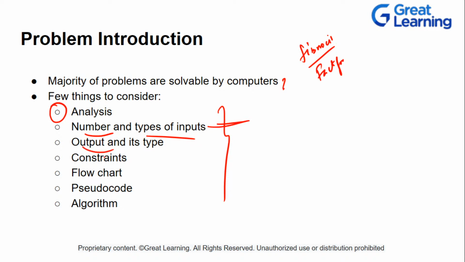Then what is the output type? Are you supposed to return a series? Are you supposed to return an integer series? Are you supposed to return a float? Are you supposed to return a string? Very important. Because most of the problems that you solve, either in competitive programming or in real life, you should know what the output is, what the form of your output should be, right?